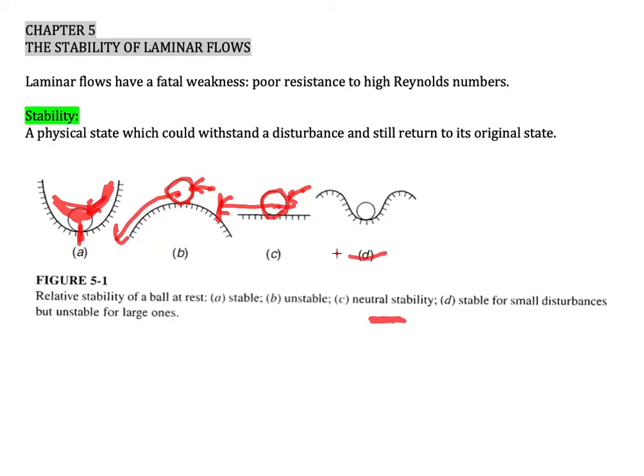However, for this one, maybe we could say it is stable for small disturbance, but unstable for large ones. If we push with a small amount of force, it will remain in its original position. But if we push with a huge amount of force, this ball bearing will jump and move to another point. So the idea of stable means it could stay in its original position, original phenomenon, even though external forces act on the object.